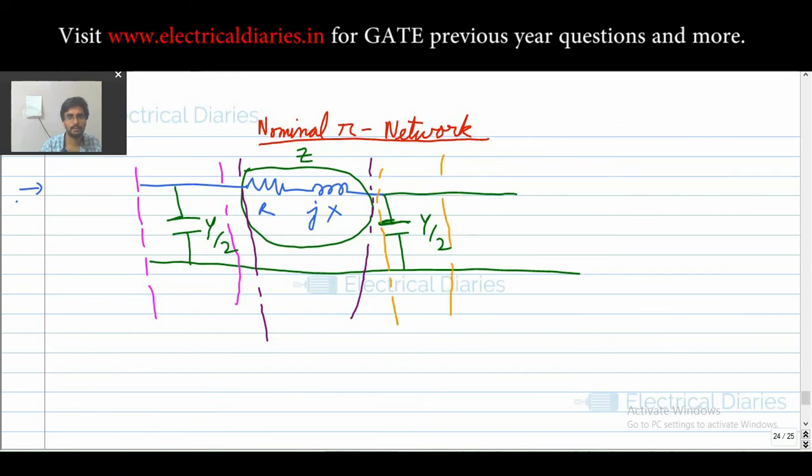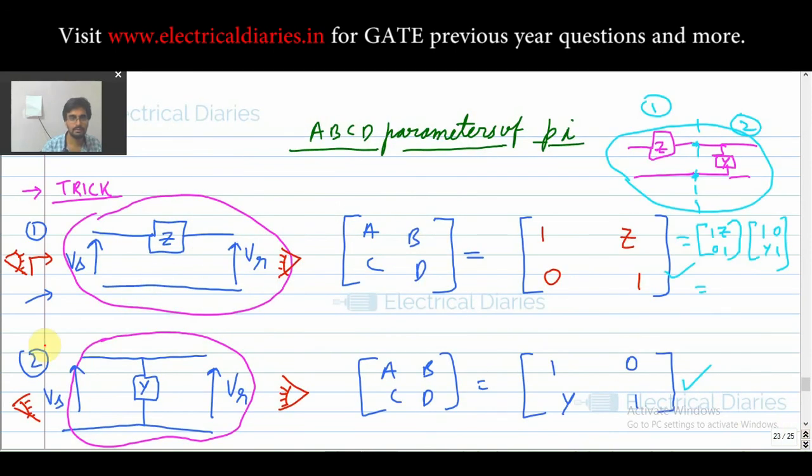I have already told you how to find these. All three elements are connected in cascade, so you can easily find out the ABCD for the whole transmission line. Now just do the thing that I have told you. See, first is your Y by 2. Here it is the second type. See, the second type was this thing.